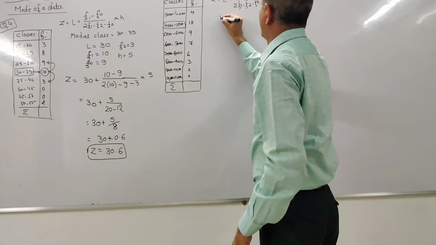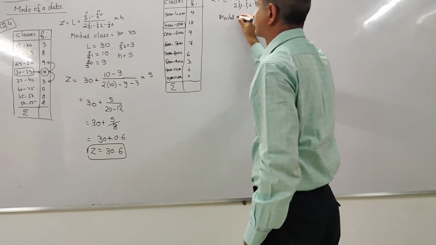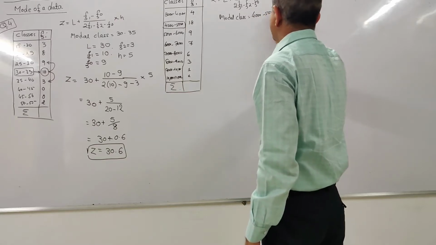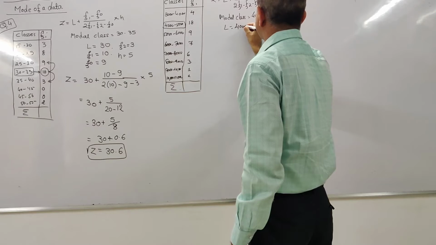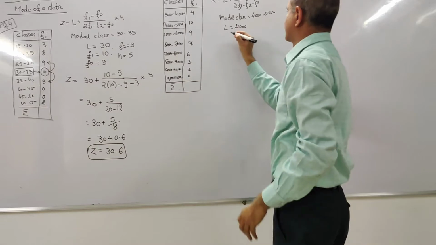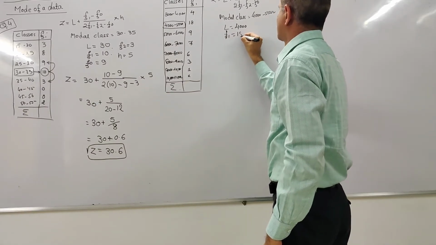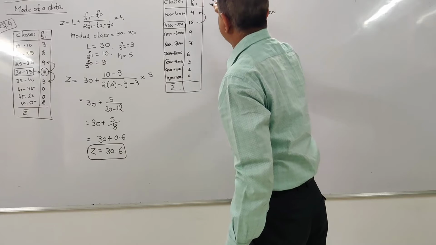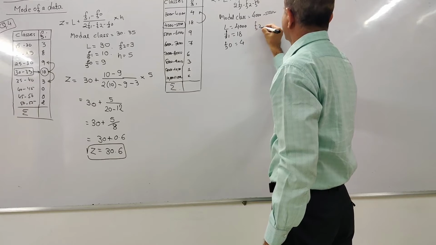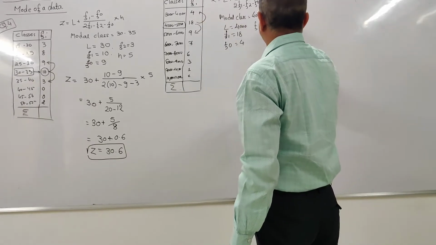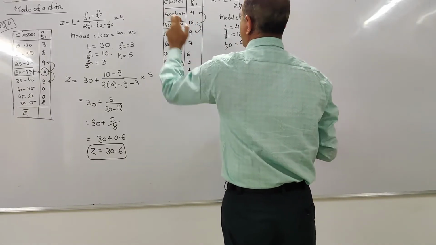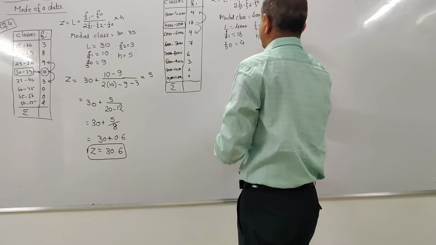So here the modal class is equal to 4000 to 5000, and therefore L is equal to 4000. The frequency against the modal class is known as F1. So friends, F1 is equal to 18. The frequency of the previous class, that is known as F0, is equal to 4. Here F2 means the next frequency and that is 9, and here H is equal to 4000 minus 3000, that means 1000.